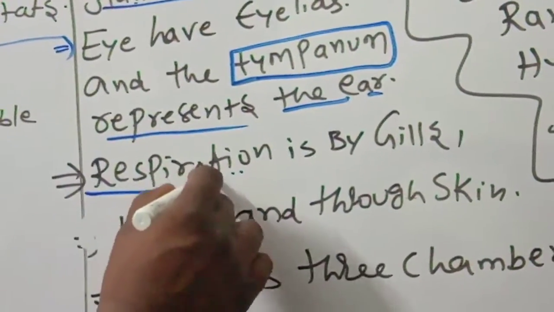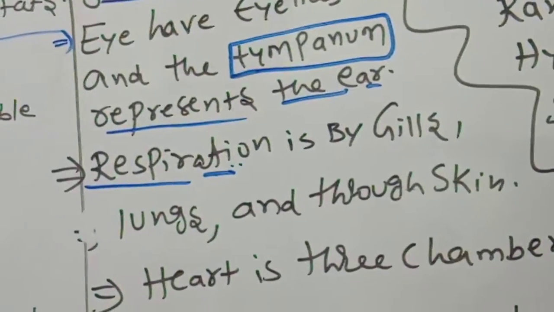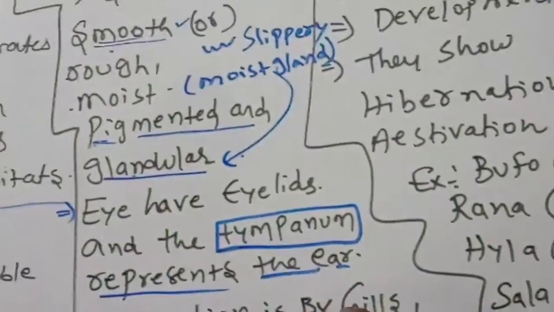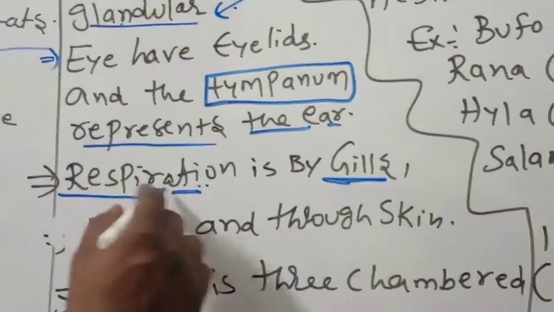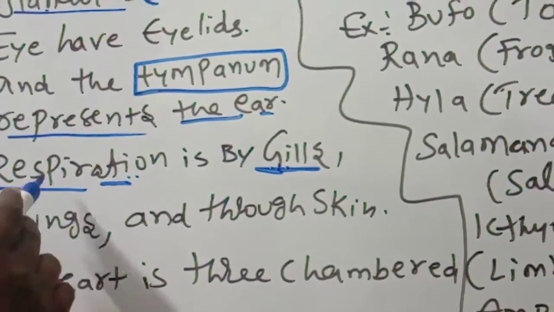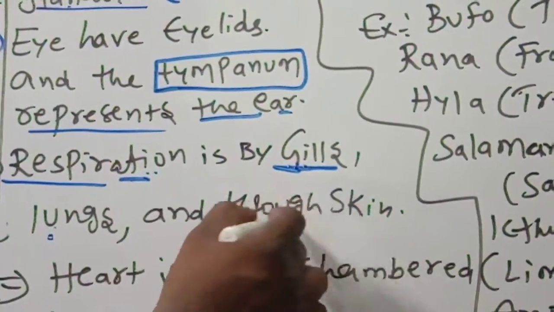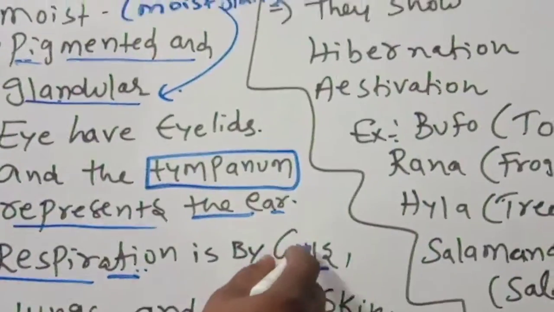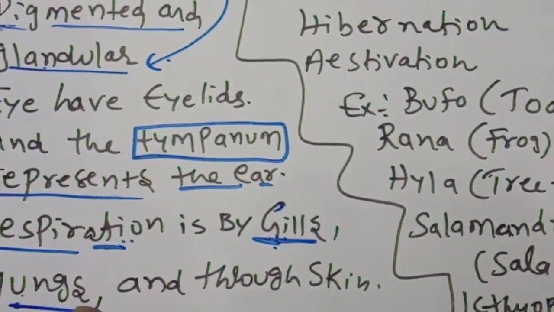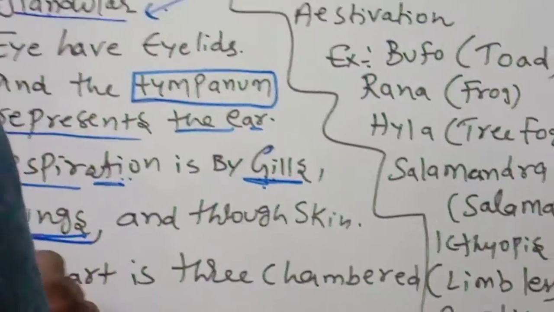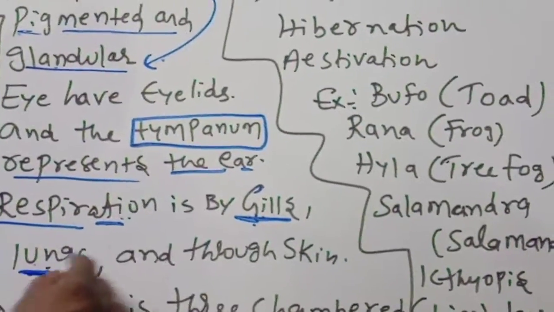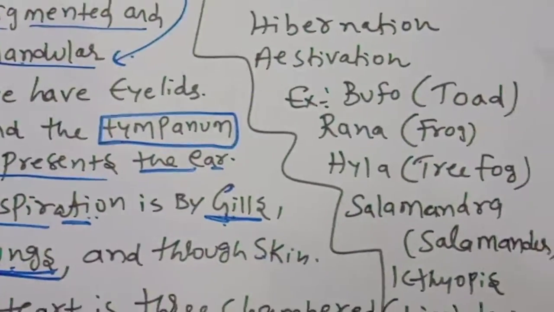Respiration is the exchange of gases like carbon dioxide and oxygen. How many respiratory organs are there? In the tadpole larva, gills. In the developed frog, lungs and skin. So if you take the frog as an example, in the tadpole larva gills are there, and through the gills respiration takes place. In the adult form of amphibians, respiration is through the lungs and through the skin. So gills, lungs and skin are the respiratory organs.